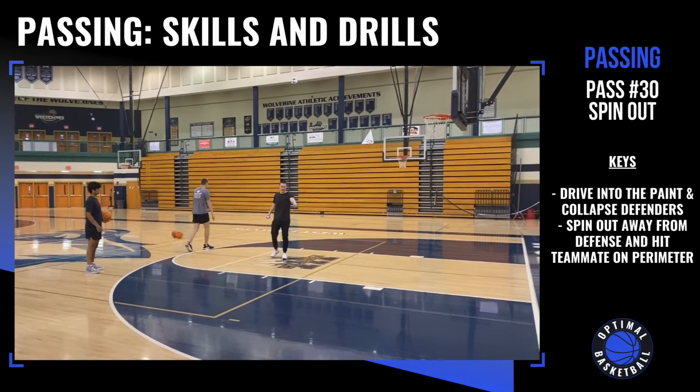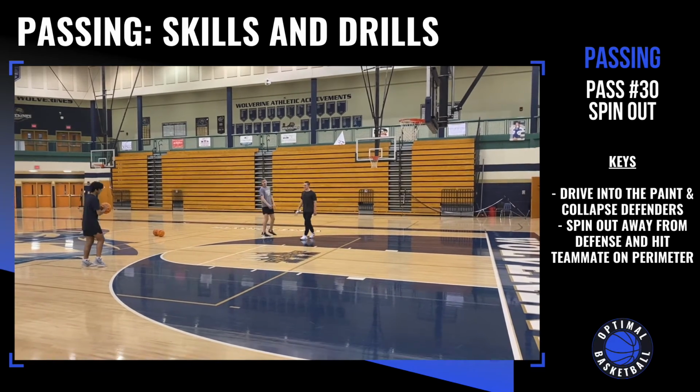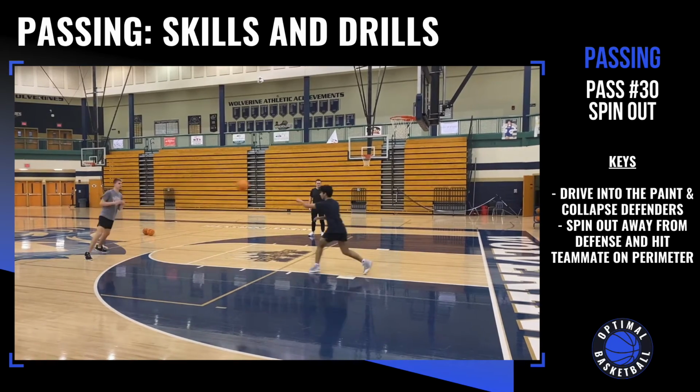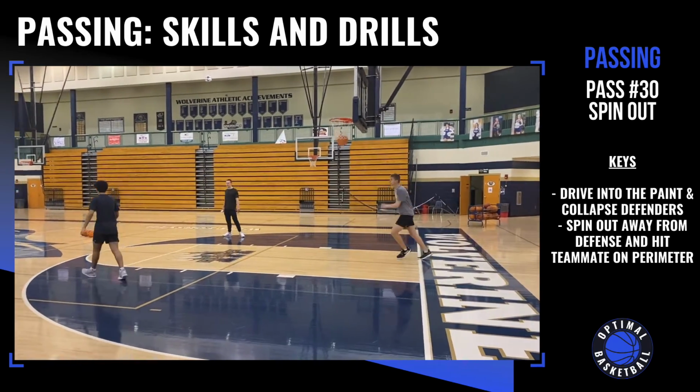So we'll do one on that side, and then we can do one on the other side. So it's just a spin out pass. Hit the player trailing you. Getting in there, spin out, and driving in for a layup. There we go. Let's do the same thing other side.